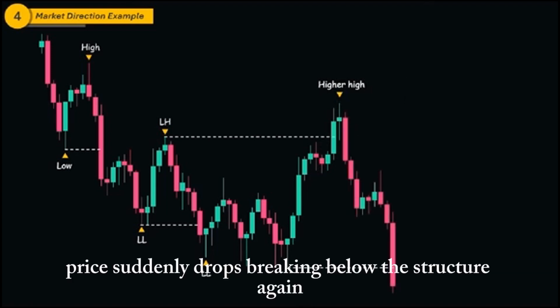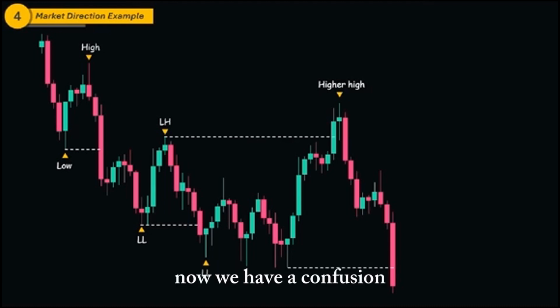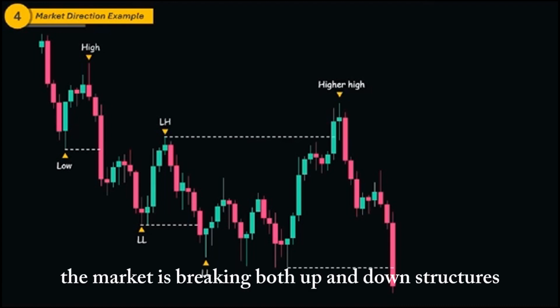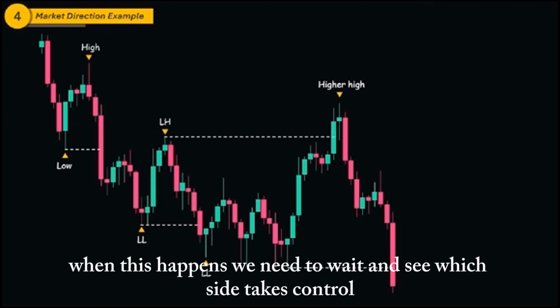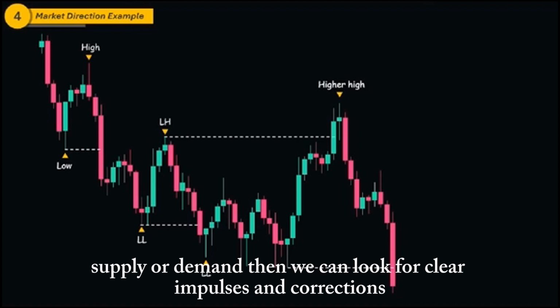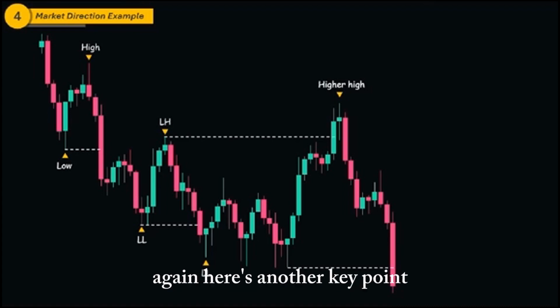Price suddenly drops, breaking below the structure again. Now we have a confusion. The market is breaking both up and down structures. This means there's no clear direction. When this happens, we need to wait and see which side takes control, supply or demand. Then we can look for clear impulses and corrections again.